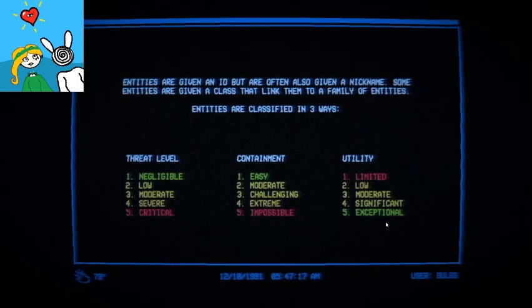Entities are given an ID but are often given a nickname. Some entities are given a class that links them to a family of entities. Entities are classified in 3 ways: threat level, containment, and utility, each rated by 5 levels.